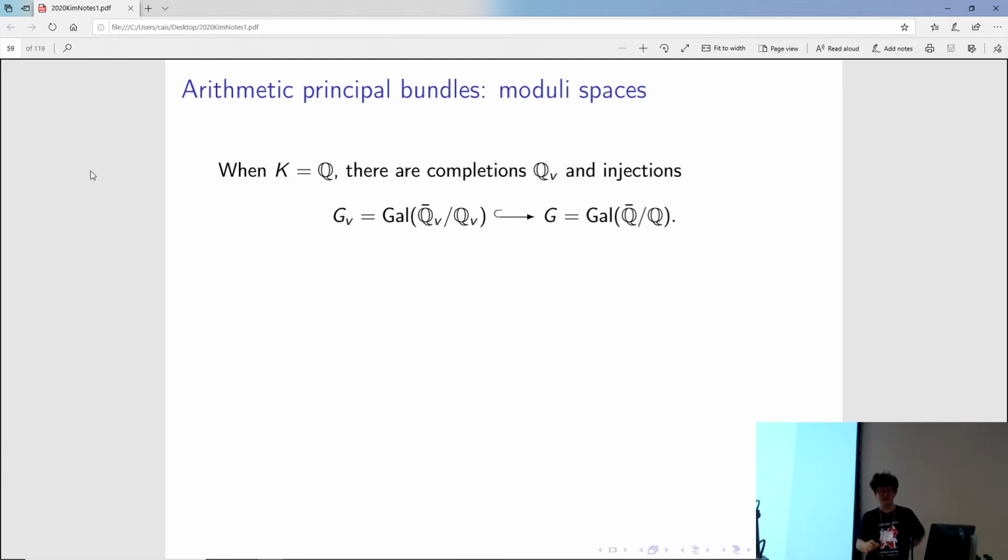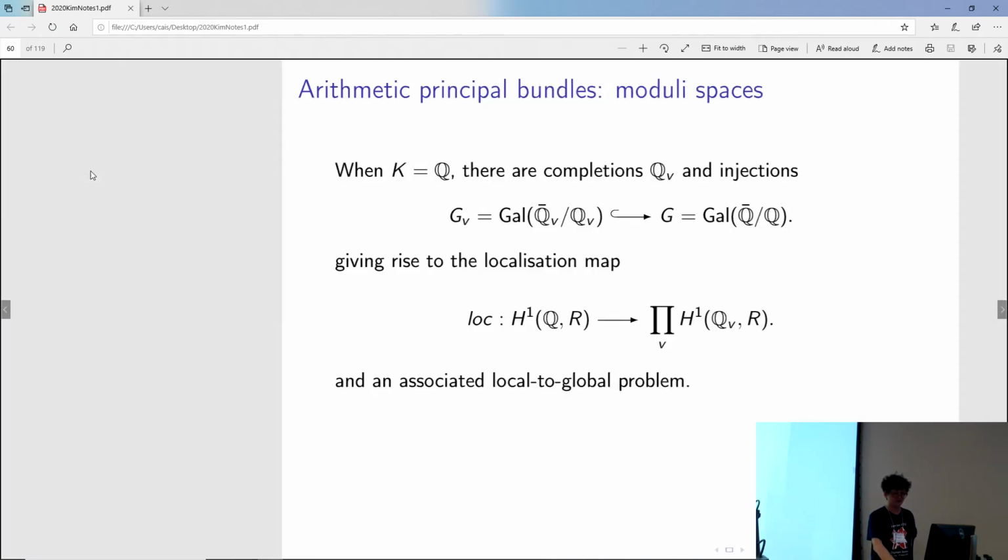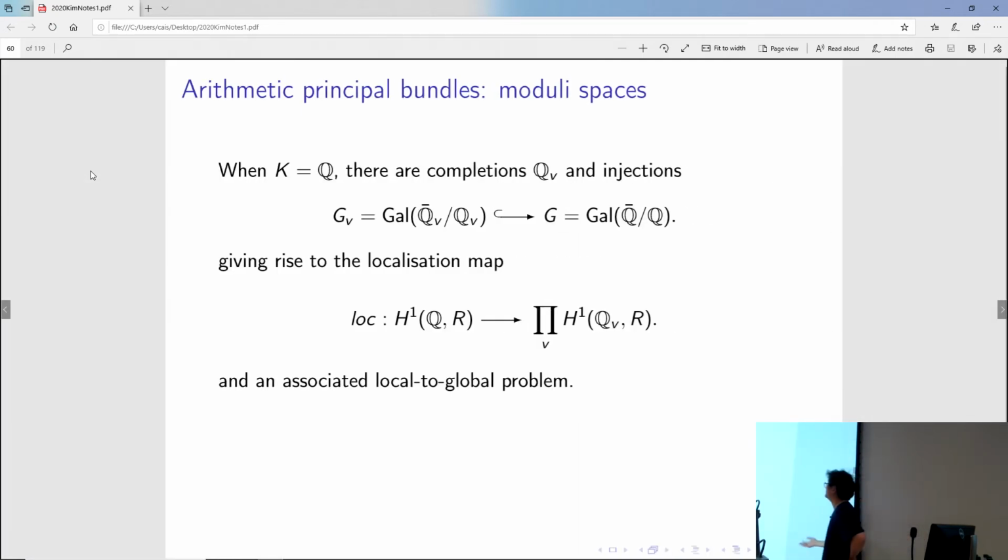So given a group and a principal bundle over Q, you can just localize it. You just restrict the action to get groups and principal bundles over these local fields. So this is the localization map, from principal bundles over Q to principal bundles over local fields. And there's an associated local to global problem.